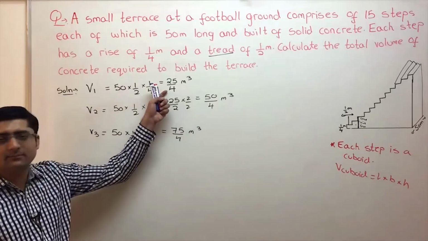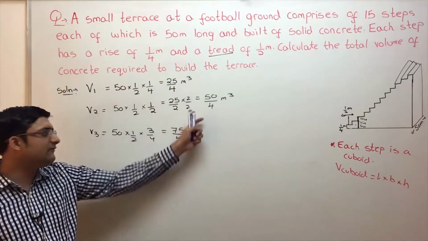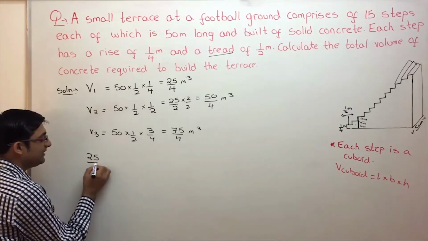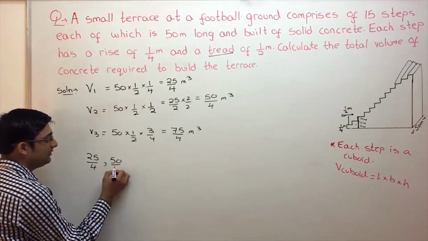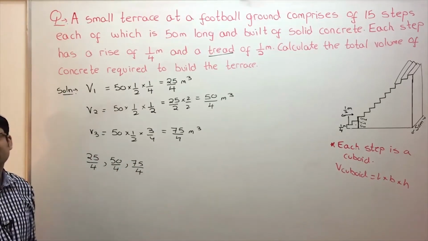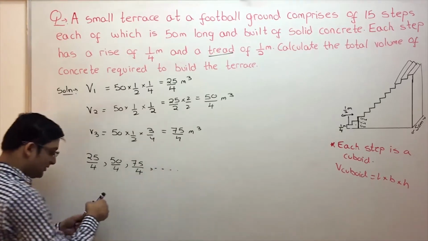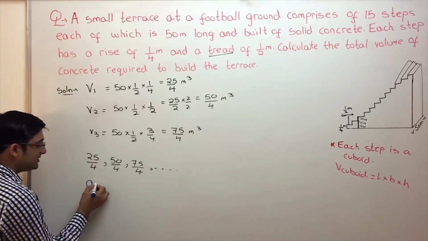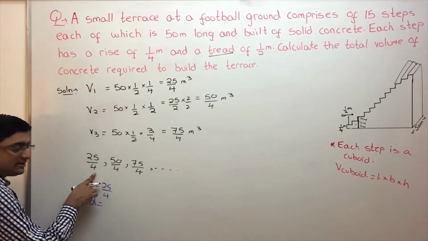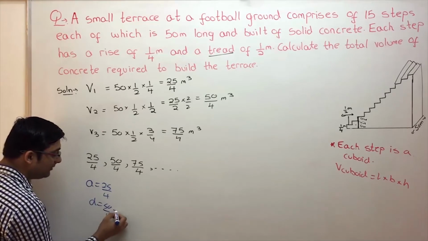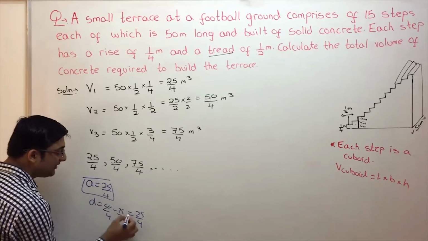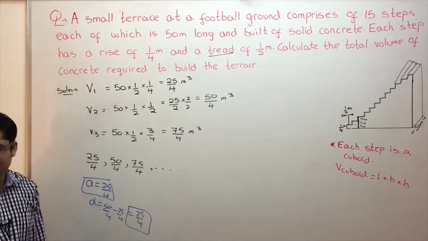So volume for the first step is 25/4, second step 50/4, third step 75/4. I'll write down these 3 terms: 25/4, 50/4, and 75/4. Most of you must have guessed it. This is an AP, right? So what is this AP? The first term is 25/4. What is the common difference? Second term minus first term, that is 50/4 minus 25/4, which is 25/4. So the first term is 25/4 and the common difference is also 25/4.